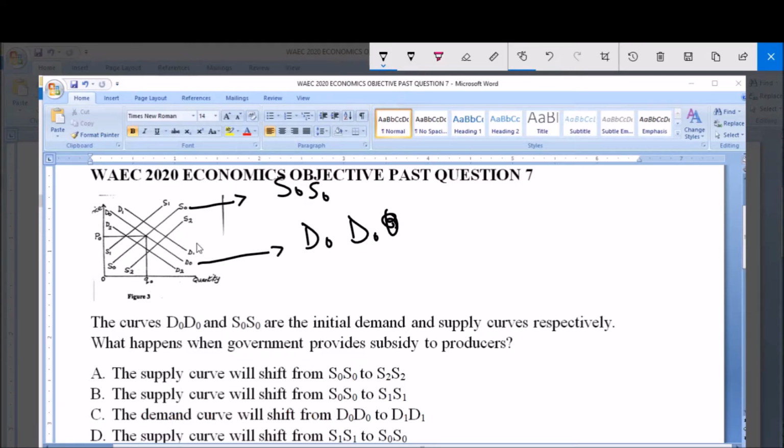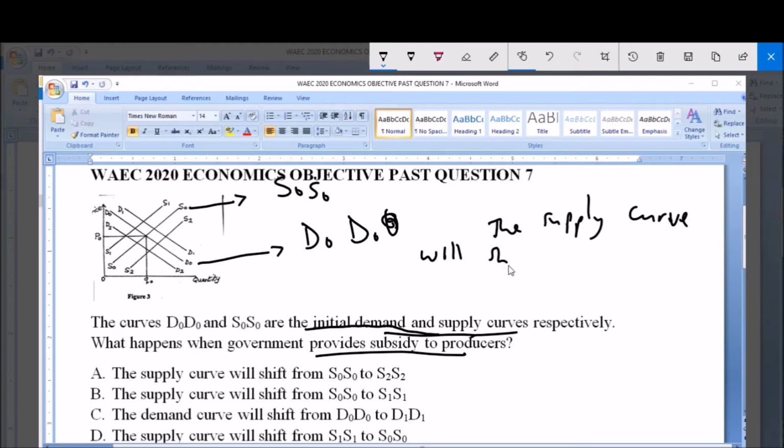these two lines we have located, these curves we have located, we are told that these are the initial demand and supply curves respectively. Now we are asked what happens when government provides subsidy to the producers. Now, as it relates to this, the supply curve, if government provides subsidy, the supply curve will shift from S0, S0 to S2, S2.